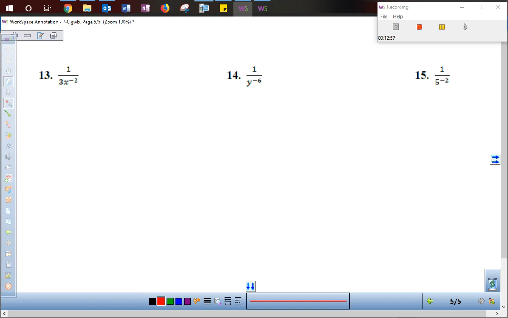On 13, I have 1 over 3x to the negative second. So I'm going to draw my fraction bar here. The 1 can stay put. The 3 does not have a negative exponent, so it's going to stay put. And this x to the negative second, that's what is negative, so that's what's going to move and become x to the positive second over 3. Now, if you wrote 1x to the positive second, or 1x squared over 3, that's totally okay. That's definitely fine. I just simplified.